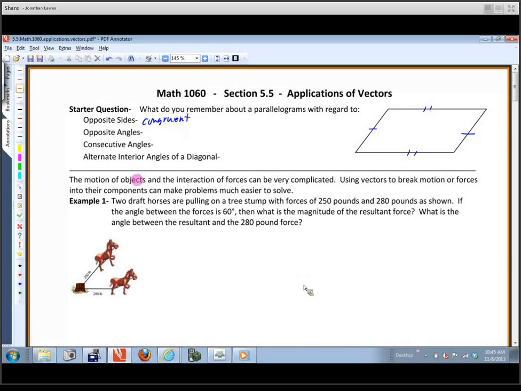And if we look at opposite angles, so if I were to look at this angle right here, and this angle right here, and this angle right here, and that angle right there, we know that opposite angles are also congruent. And then if we look at consecutive angles, we're saying these two in a row, and those two in a row, and those two in a row. And if you'll remember, these two add up to be 180 degrees. In other words, they're supplementary.